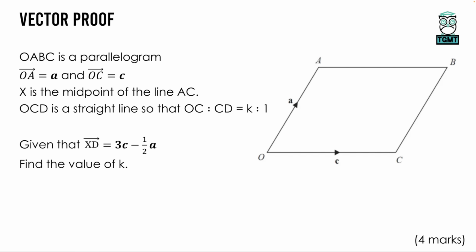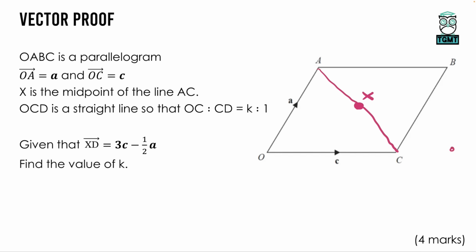This is a relatively complex one, and it gives us lots of information. It says here x is the midpoint of the line AC, after it's told us it's a parallelogram. So if we imagine the line A to C, we will have to draw additional lines on here. The midpoint, if we visualise that, would be just here, and then we'll call that x. It says OCD is a straight line. We can't see point D, but it says O to C, C to D is K to 1.